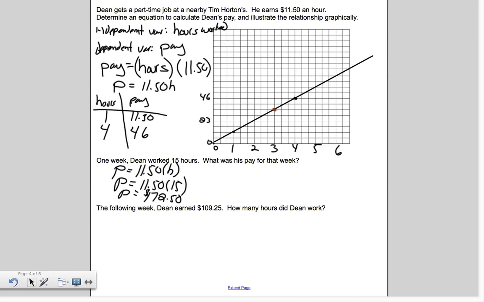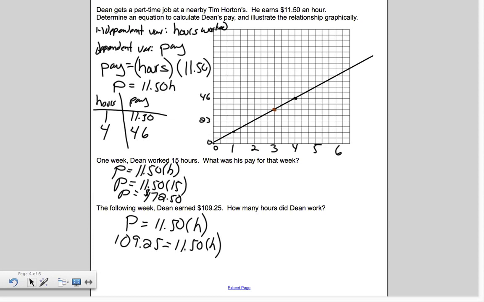Well, how can we calculate this number? The following week, Dean earned $109.25. How many hours did he work? Do we still have the same equation to calculate Dean's pay? Has his pay changed? No. So let's start with that equation, trying to find the H. H is equal to P divided by 11.50. Do you know the hours worked? No, that's what we're trying to find. So what's his pay? P, we know that, $109.25. Divide that.